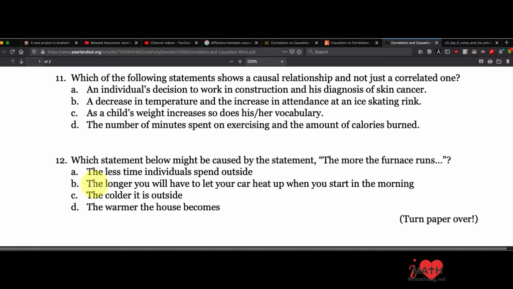B, the longer you will have to let your car heat up when you start in the morning. Again, it's kind of like, well, why would you need your car to heat up? Maybe because it's cold outside, but I'm not sure it causes that. Okay, the more the furnace runs, the colder it is outside. Again, you're trying to think of like Antarctica, it's snowing. Does that imply I want to run that more? Maybe. It causes me to run it more if it is colder outside. And the more the furnace runs, the warmer the house becomes. That doesn't necessarily mean I have to run the furnace to make my house warm. It could just be the summertime.